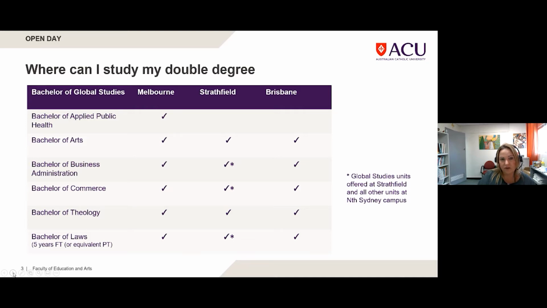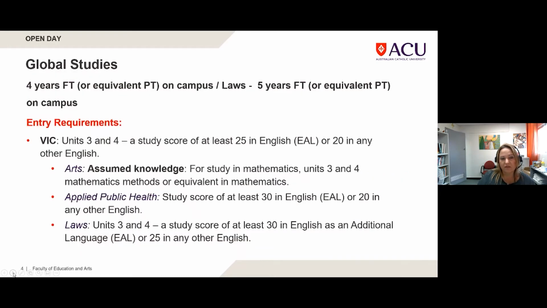Now, as I said earlier, you can do any one of these 6 dual degrees in global studies at any of our campuses except for the Bachelor of Applied Public Health, which, as you can see here, is only offered at our Melbourne campus. And if you're based in Victoria, in order to gain entry to global studies, and global studies, I may add, is a 4-year full-time degree for 5 of the dual degrees, except for laws. Laws is actually a 5-year full-time degree. Bachelor of Laws, Bachelor of Global Studies is 5 years because the Bachelor of Laws itself has a greater unit requirement than the other degrees.